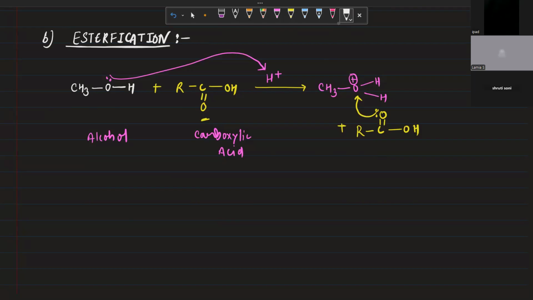Any doubt up to now? Like why we are using H positive here, why alcohol, why carboxylic acid? We are generating ester with the help of alcohol and carboxylic acid in acidic medium. So in the case of acidic medium, we need an H positive. Done. Now what is the next process?